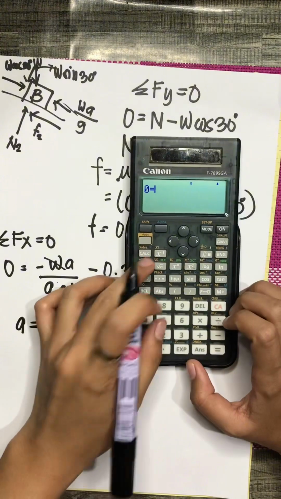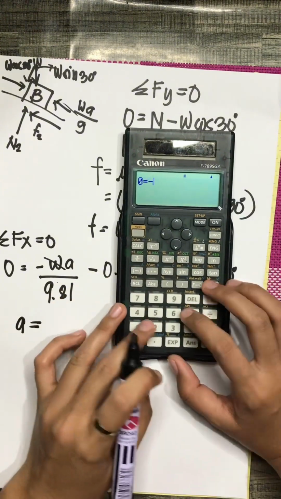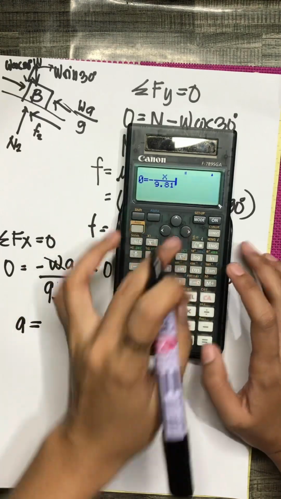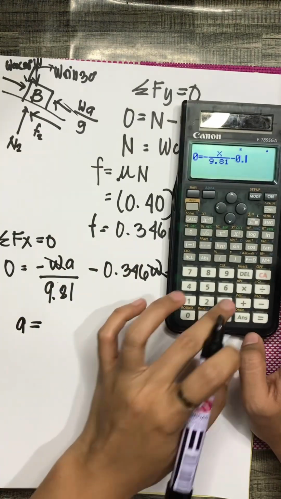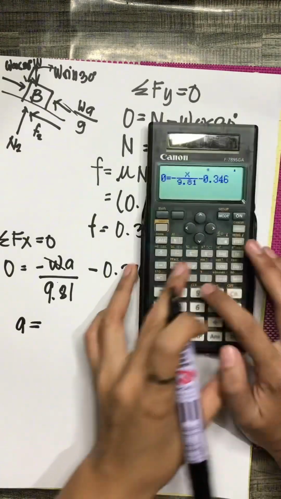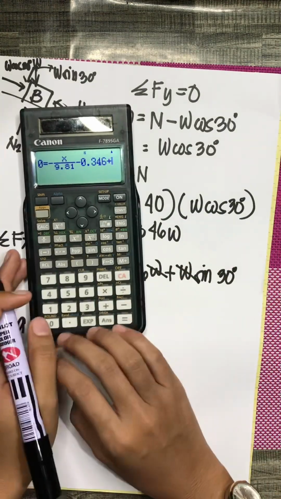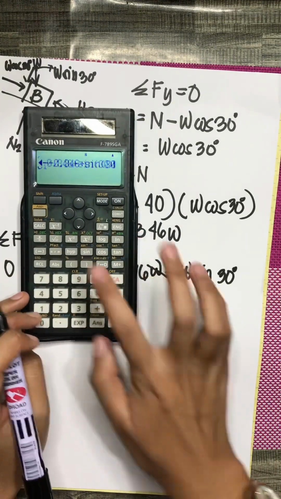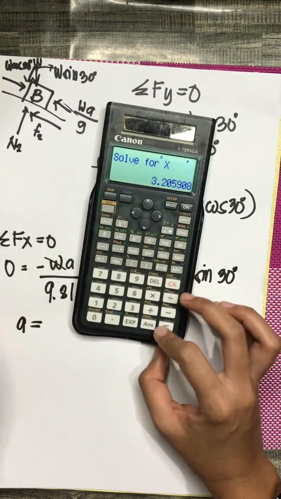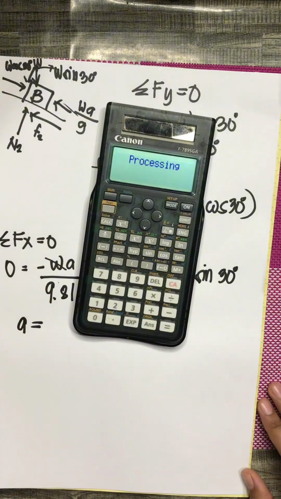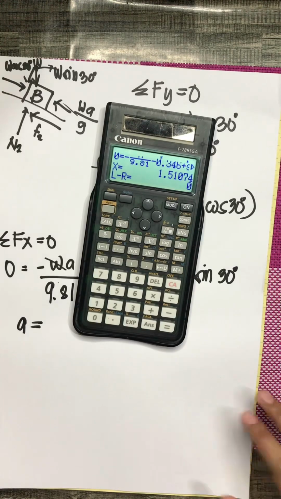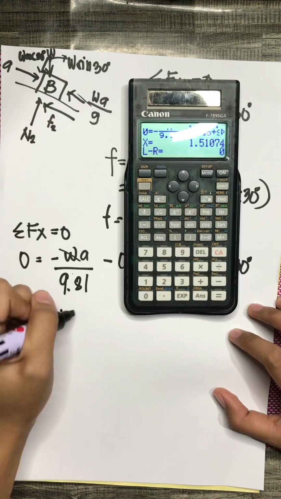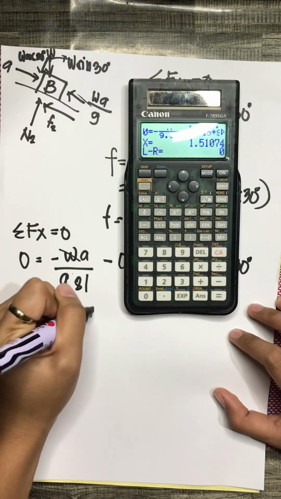negative a x over 9.81 minus 0.346 plus sine 30. Shift solve. So the answer is 1.51 meters per second squared.